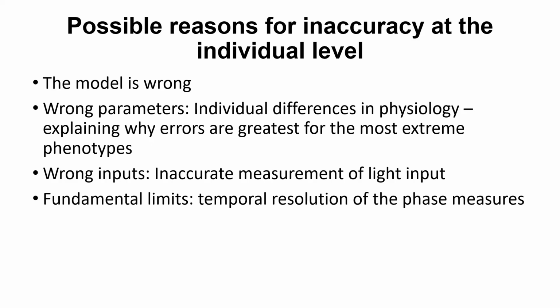I'll also note something that I think people often overlook: there are also fundamental limits on accuracy just based on temporal resolution of the phase marker. When we do melatonin assessments, like salivary assessments, typically our resolution is 60 minutes. We tend to get one sample every 60 minutes. So theoretically, you can't do a whole lot better than that. If you get your error down to 30 minutes, you might already be at the limit of what's actually achievable given the resolution of the phase marker itself.